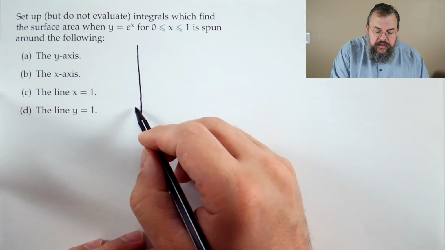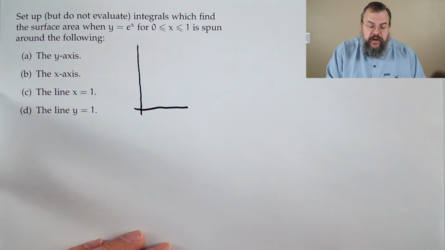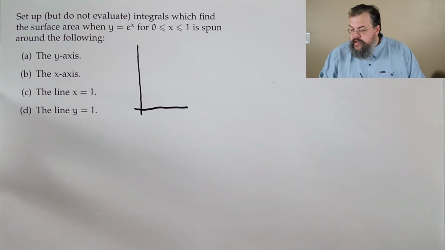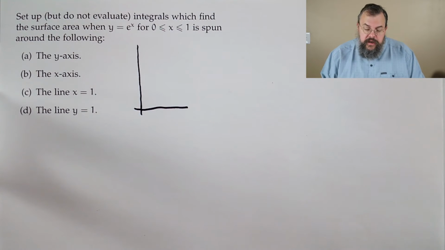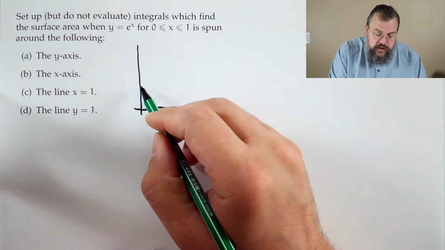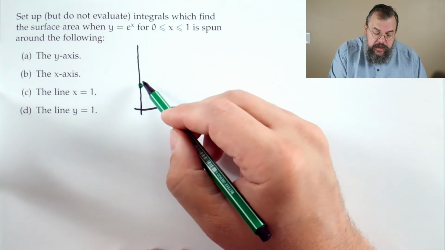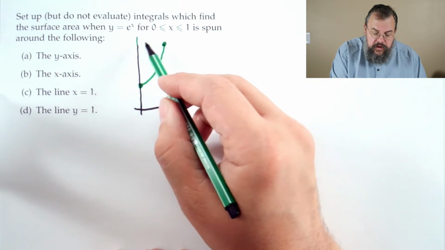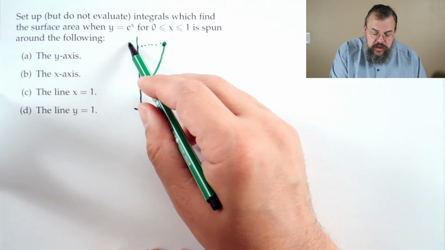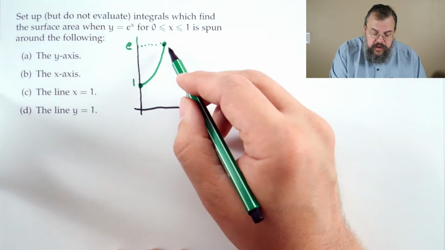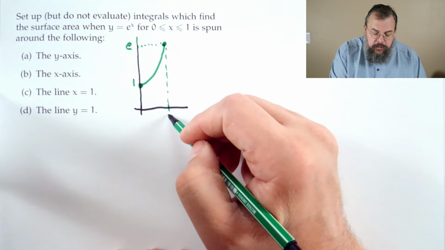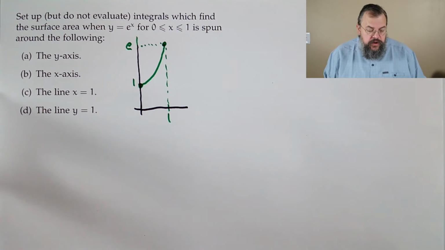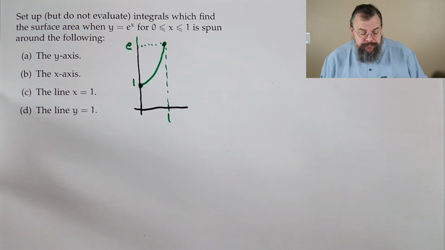Now y equals e to the x is actually not so hard to sketch. What does it look like? Well, it starts at e to the 0, which is 1. So let's say this is 1 here, and then it's going to go up. Here's e, here's 1, and down here, this is 1. All right, so let's get into it.